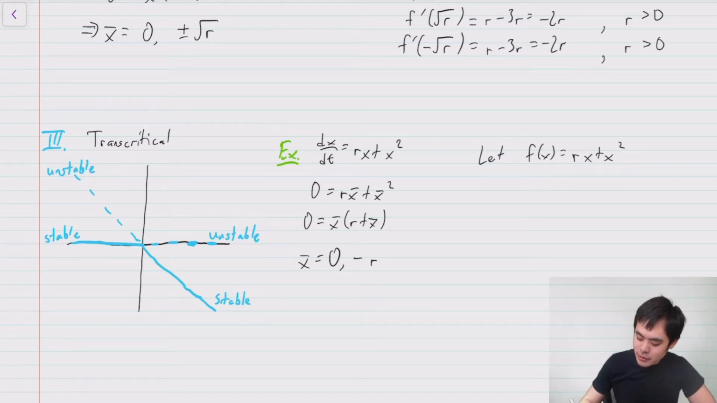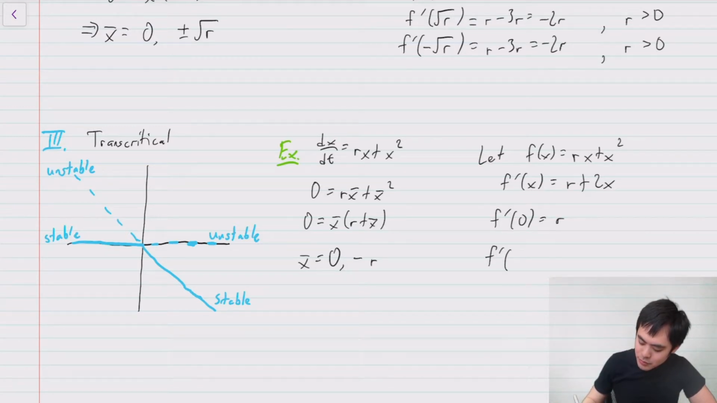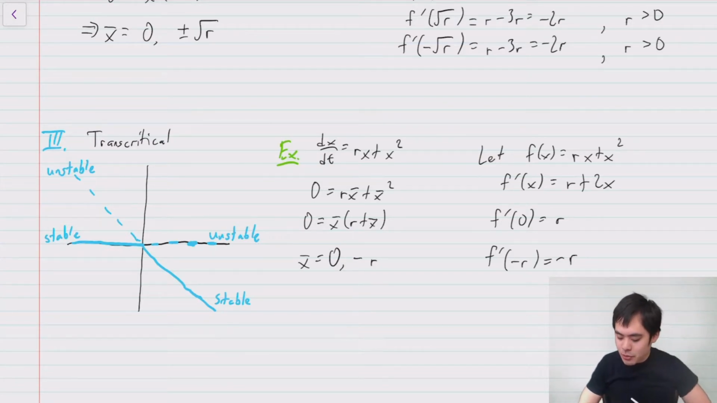And that implies that f prime of 0 is equal to r, and f prime of minus r happens to be equal to, let me actually write out the first derivative. So f prime of x is equal to r plus 2x. And so that makes it really easy. So f prime of 0 is just equal to r, and f prime of minus r is equal to minus r. And so again, for the 0 equilibrium, when r is negative, it's going to be stable, and when r is positive, it's going to be unstable, and vice versa for the minus r equilibrium, which is the example graph we showed over on the left.